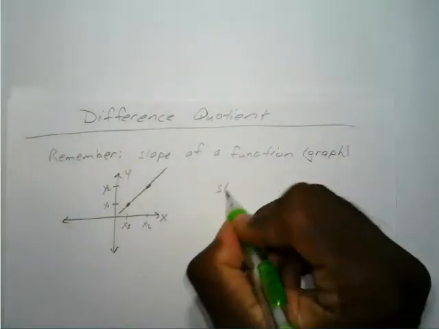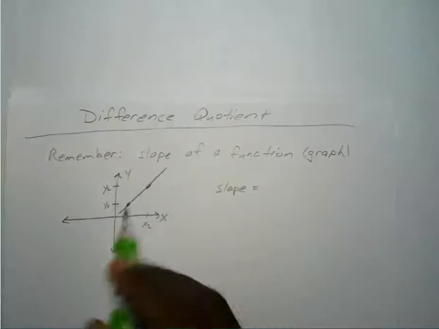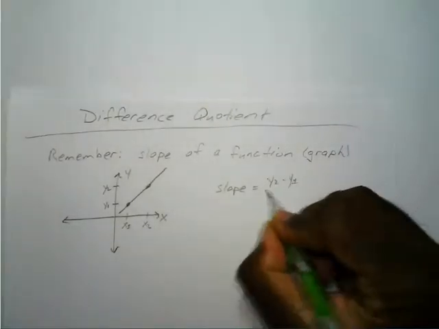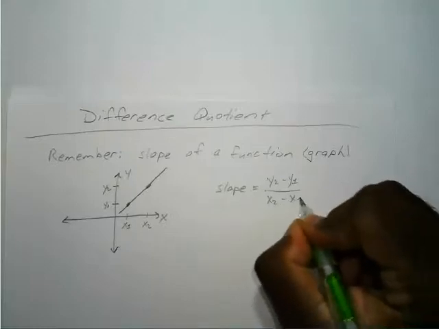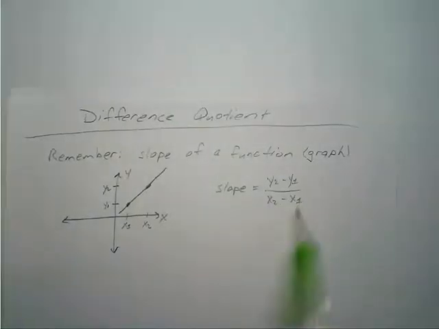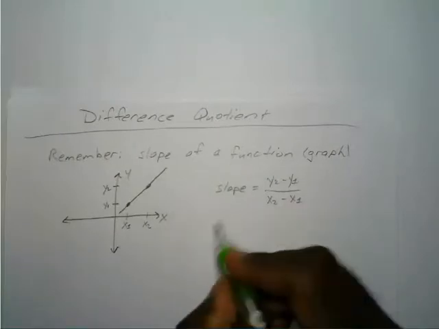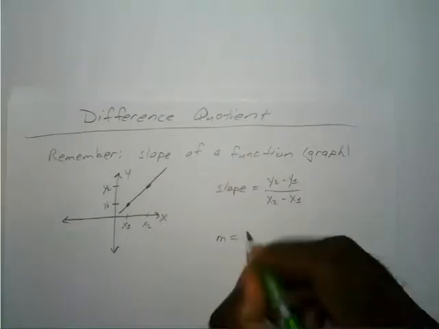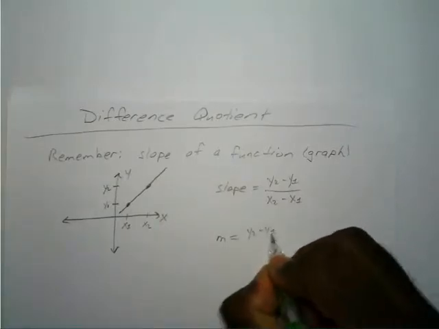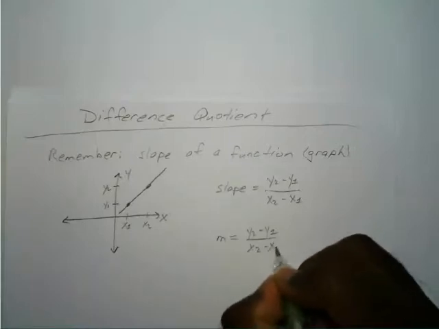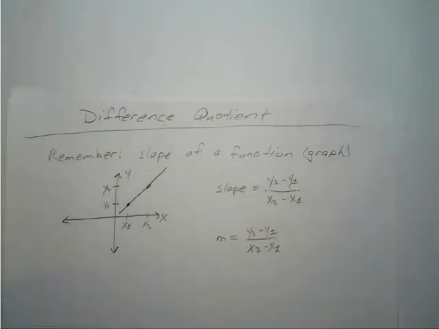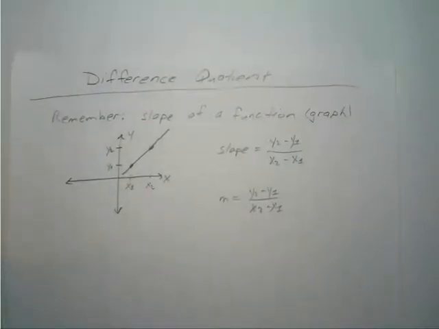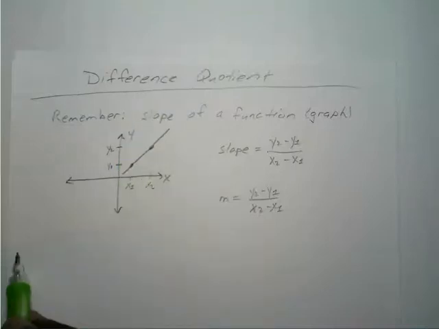Remember, if you wanted to find the slope, that's y2 minus y1 over x2 minus x1, or rise over run. Your slope is just denoted by the letter m in most cases. So you have y2 minus y1 over x2 minus x1. It's the same general idea to come up with the difference quotient.